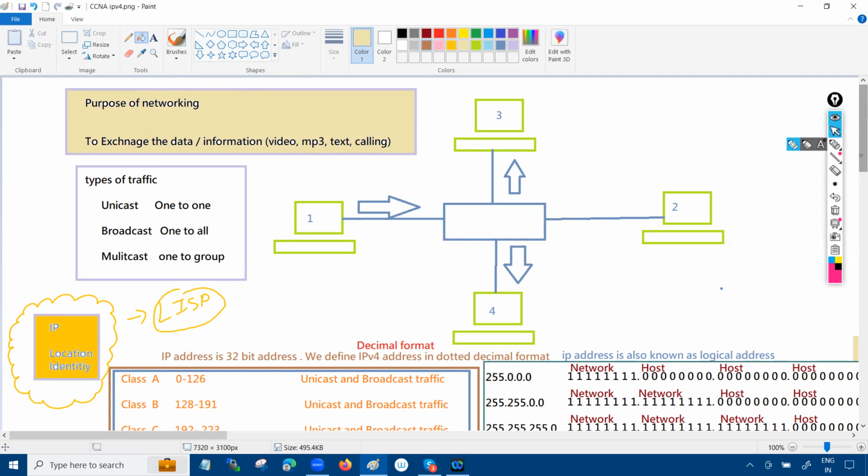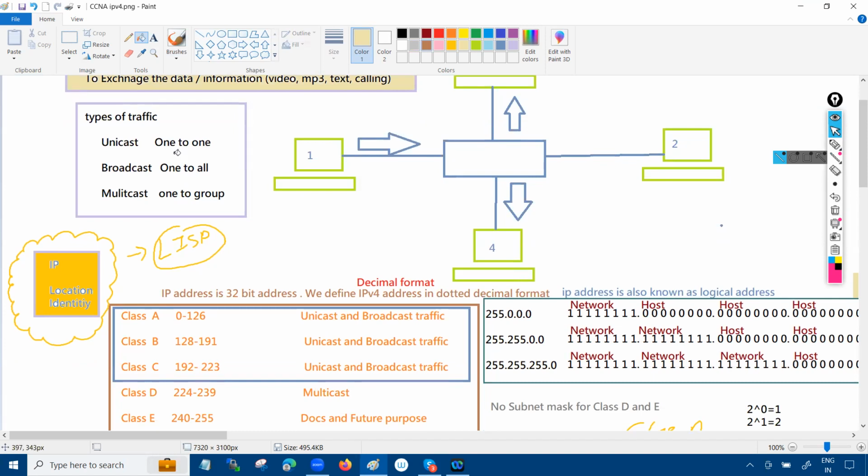The types of traffic we can see are unicast, multicast, and broadcast. One-to-one is called unicast. Broadcast is one-to-all, and multicast is one-to-group. A WhatsApp group is a very good example of multicast.